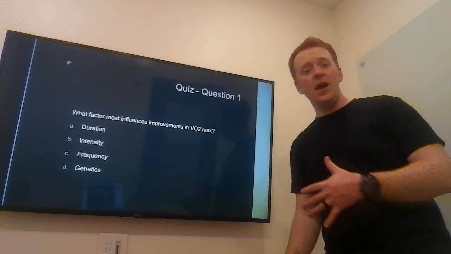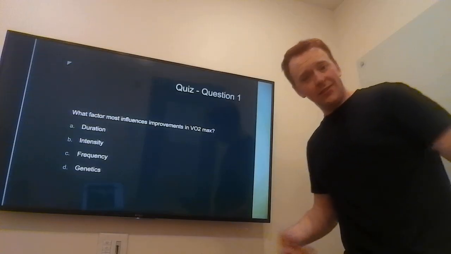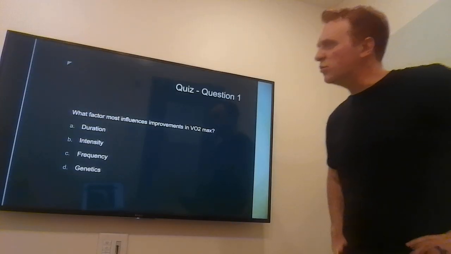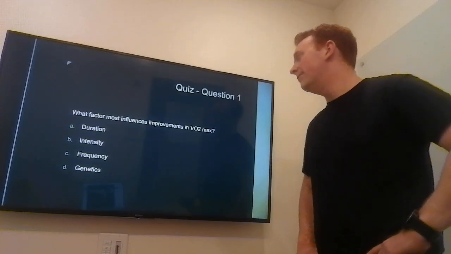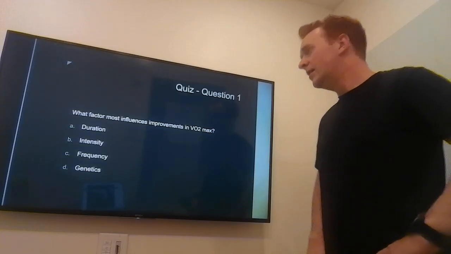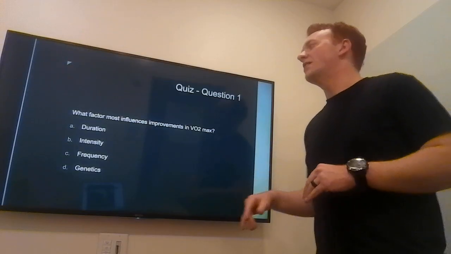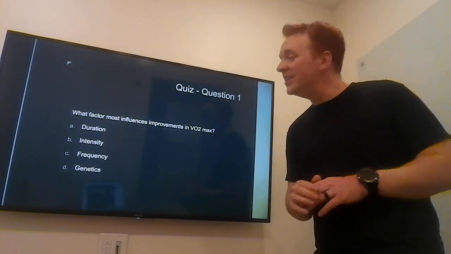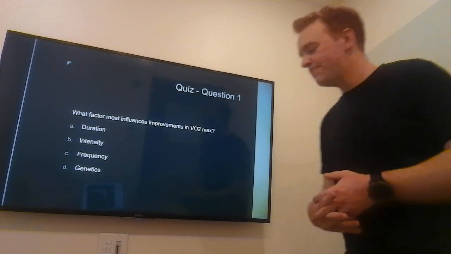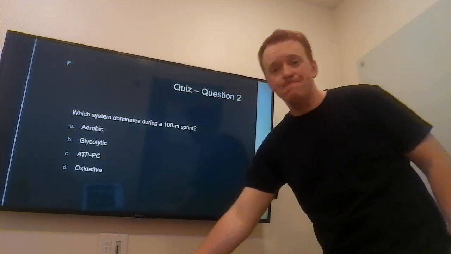There's only 5. I'm going to go through them all, then we'll go through them again, and I'll give you the answers for them. First question is, what factor most influences improvements in VO2 max? What factor most influences improvements in VO2 max? The first one is duration, the next one is intensity, there's frequency, and genetics. So think on that one. We'll come back to it.